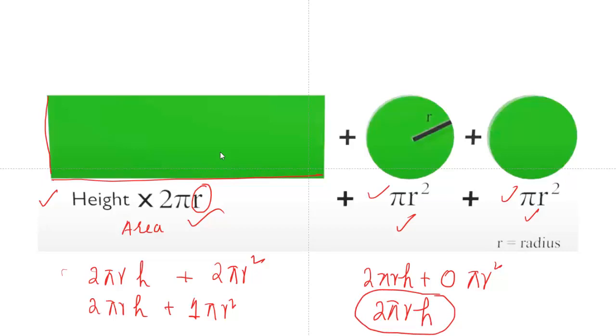So I hope you understand both the methods. One is called the prism approach and the second is called the net approach. Both will give you the same formula at the end.